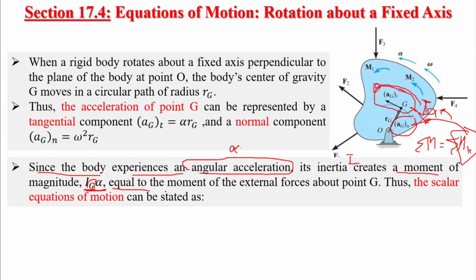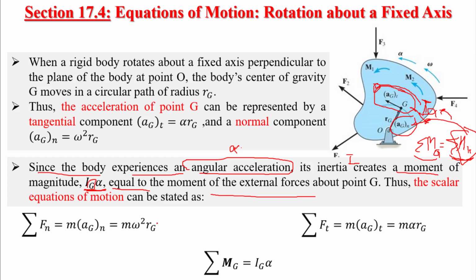So this is equal to the moment of external forces about point G. We talked that this equation has two parts: this part for external forces, and this moment due to kinetic. Thus the scalar equation, now we can write very easily the equations related to rotation about a fixed point. We have a specific equation for translation, and now we have specific equations for rotation about a fixed point.